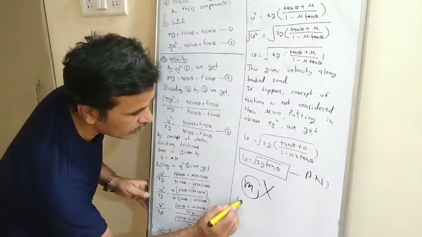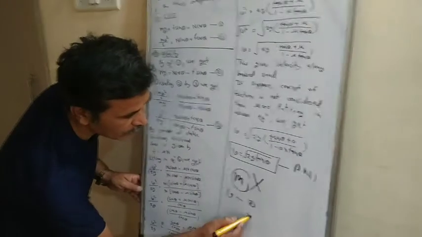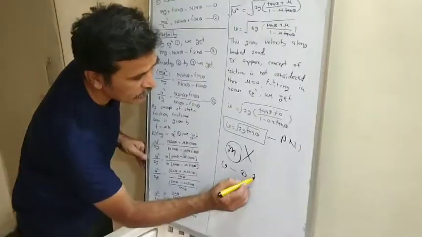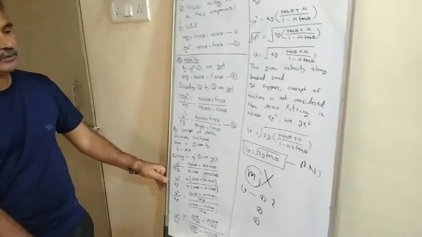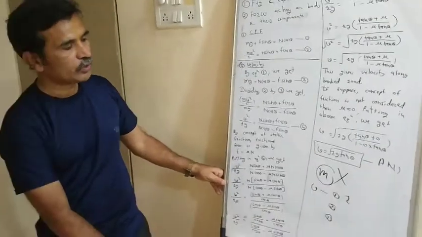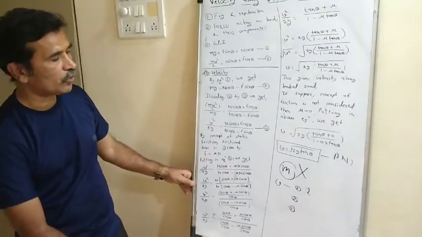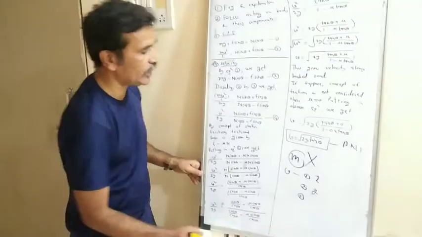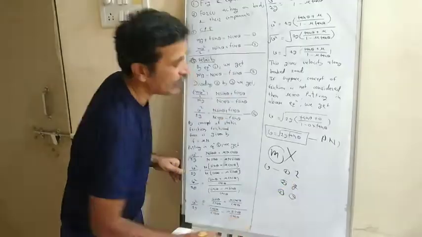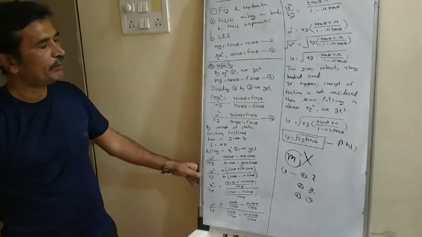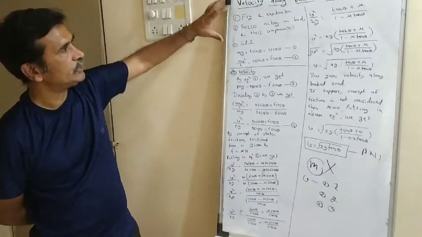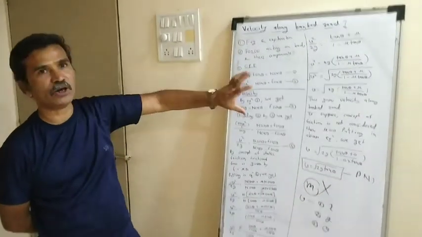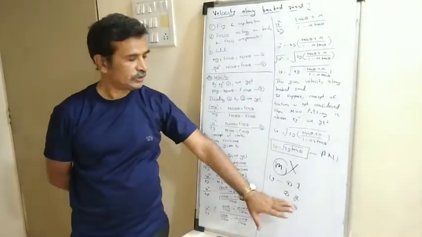Similarly, from this expression we can understand that V depends upon 3 factors. Number 1, R. R indicates radius of circular path of the road. G indicates gravitational acceleration. Tan theta indicates angle of banking. So a question can be asked: obtain expression for velocity and explain on which terms this velocity depends.